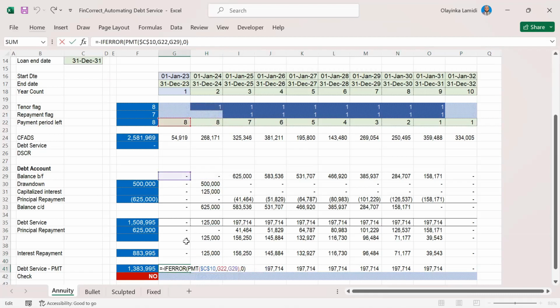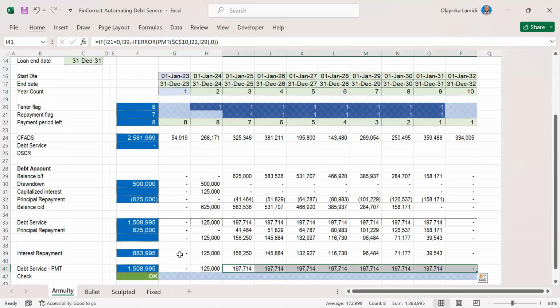So if this flag is equal to 0, then it should give me the interest repayment that we've calculated here. But if it is not equal to 0, then it should give me the IFERROR PMT formula that we've calculated already, then punch enter. And if I fill right, you can say I have my 120, then if I fill right, I have my 197, 197, 197.